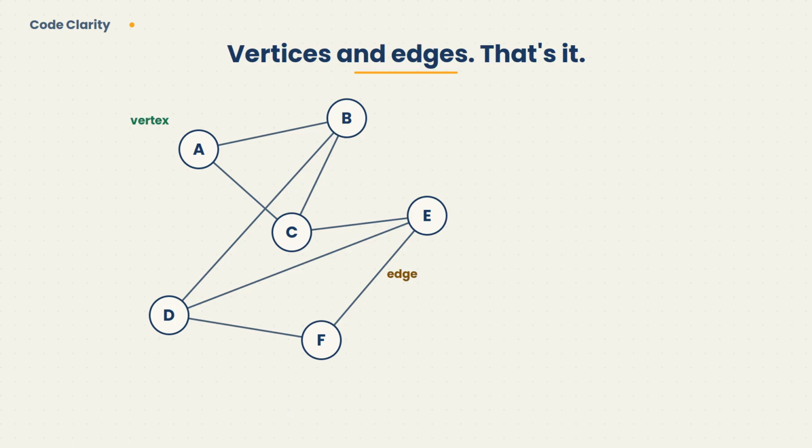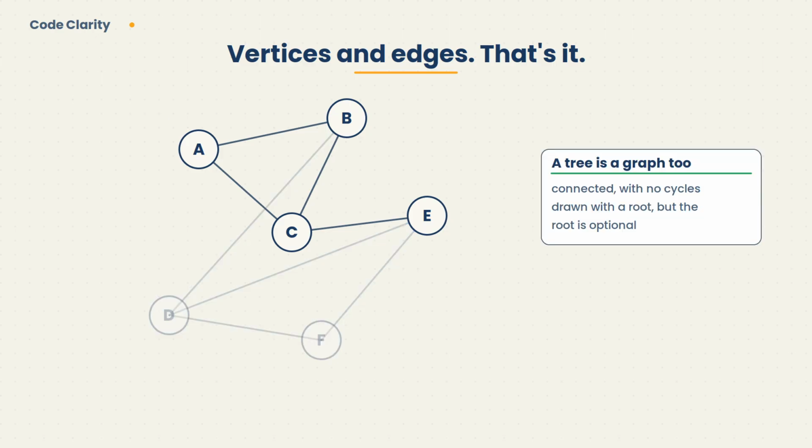A graph is just two things: vertices, the nodes, the things, and edges, the connections between them. That's the whole definition. In a social network, people are vertices, friendships are edges. In a roadmap, intersections are vertices, roads are edges.